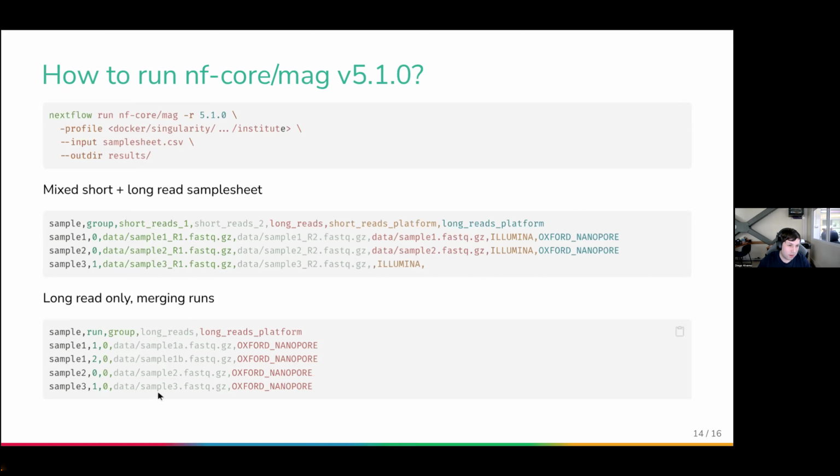And we also have here an additional parameter that can be used for multiple runs of the same sample. And for short reads, it should be basically the same as the last one, but obviously with the short read fields instead of the long read ones.